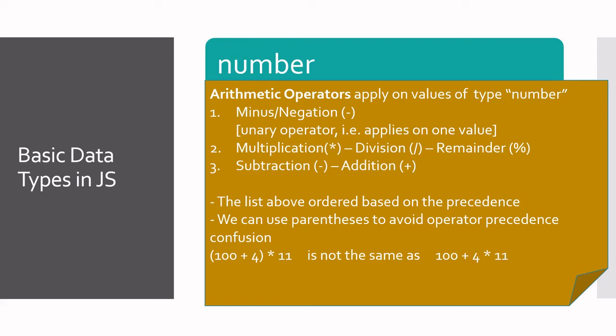Okay, so this is the precedence in JavaScript. I think most of the languages have this precedence. The negation comes first, and then the multiplication, division, and the remainder, and the subtraction and the addition comes last. And you're familiar with the remainder operator, right? That gives you the remainder of the division. We call it modulo sometimes. All right, so you probably already are familiar with that.